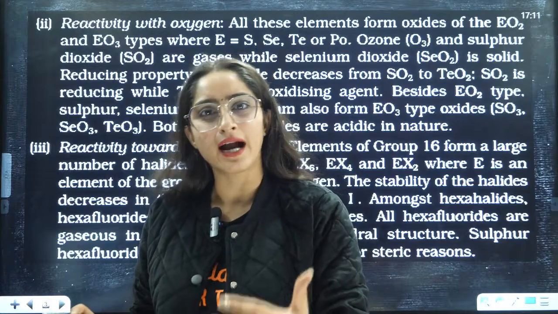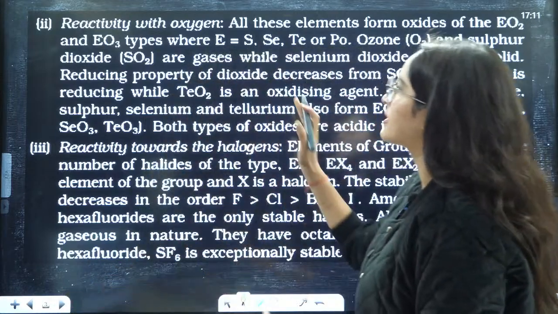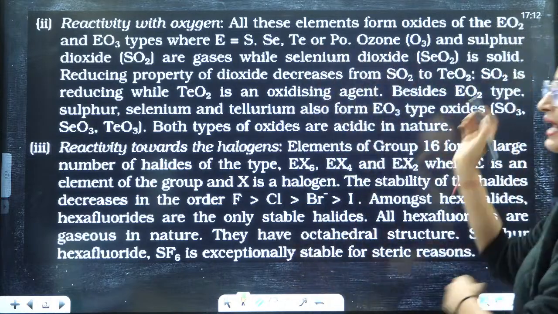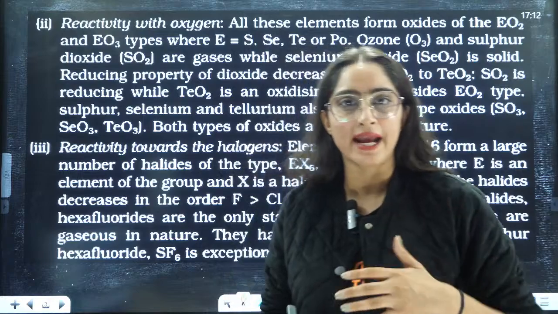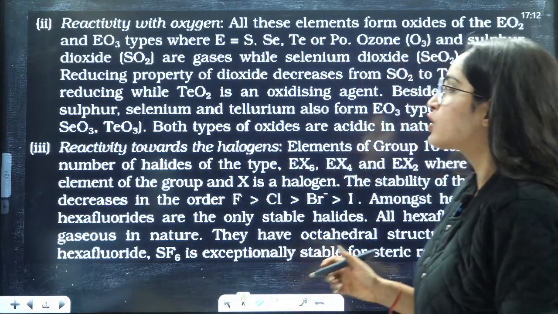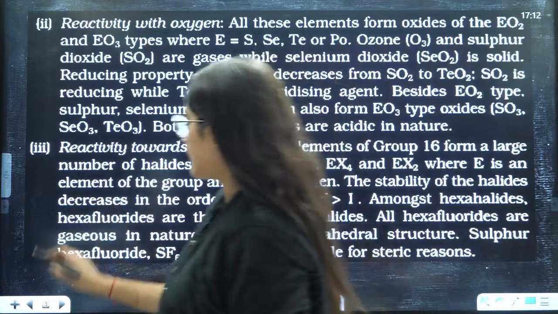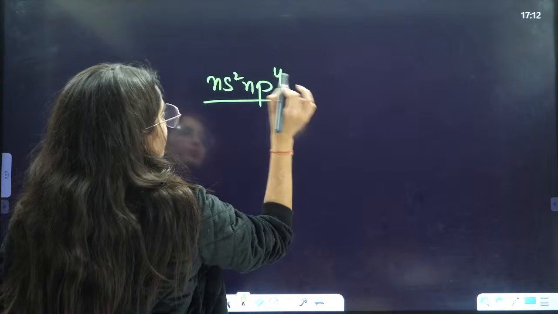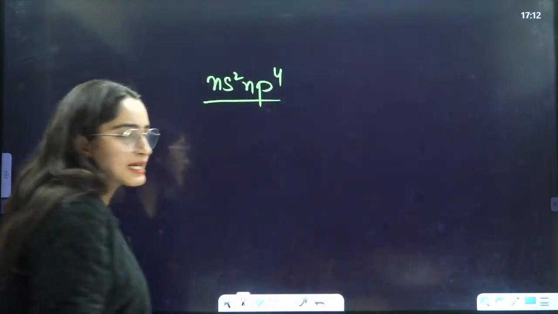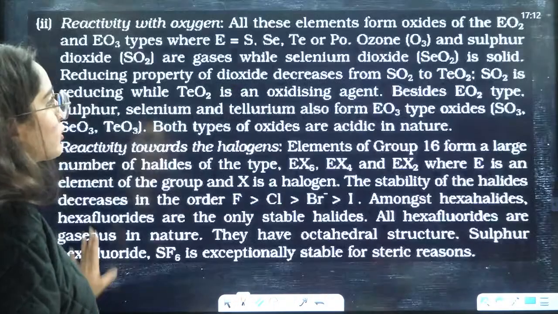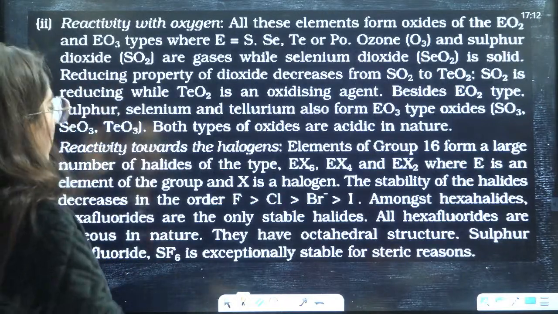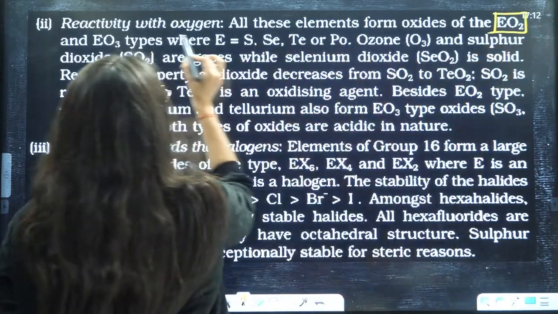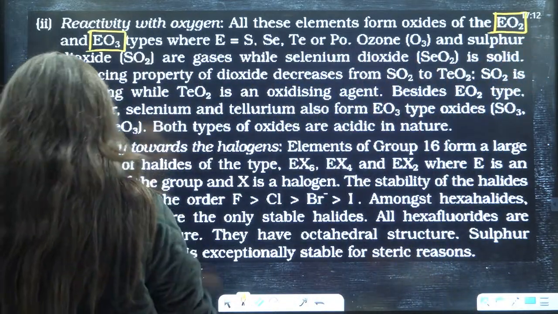All the reactivity orders are important for you. So, let us see reactivity with oxygen. All these elements form oxides, right? They definitely form oxides with oxygen. When we talk about group number 16, it was basically ns2np4. So when they form the oxides, they form EO2 and EO3 type of oxides.